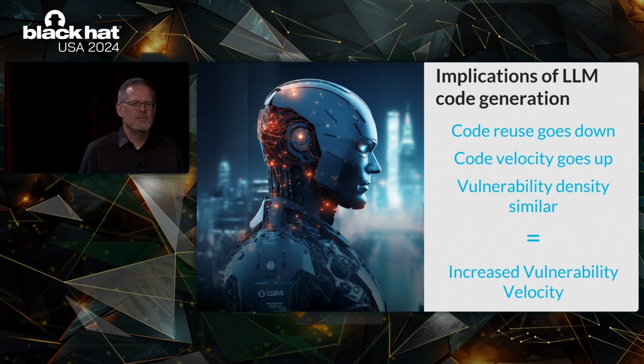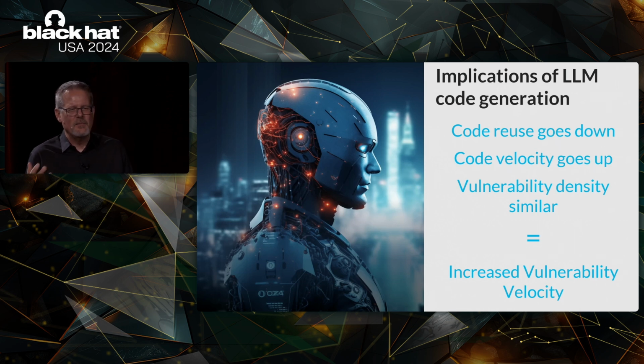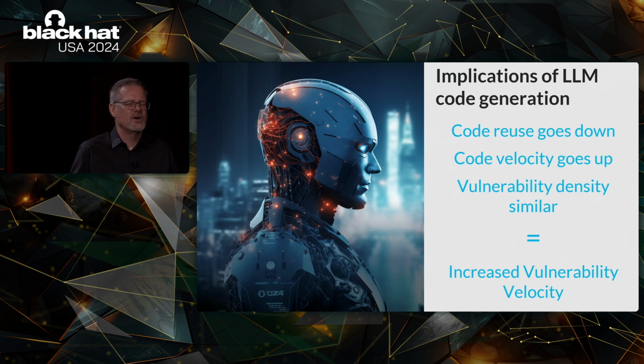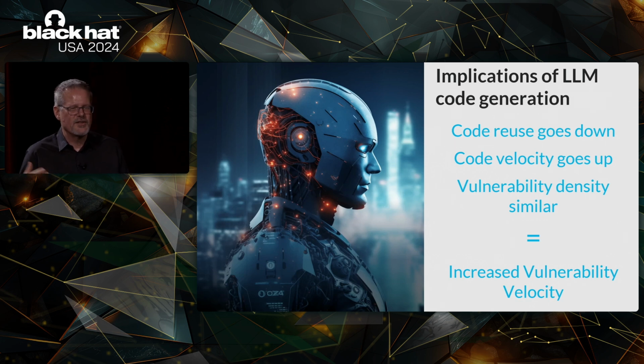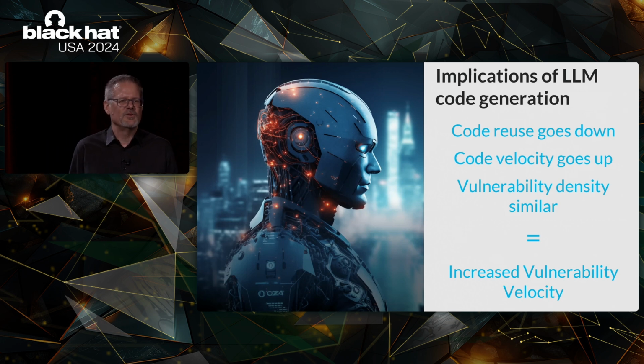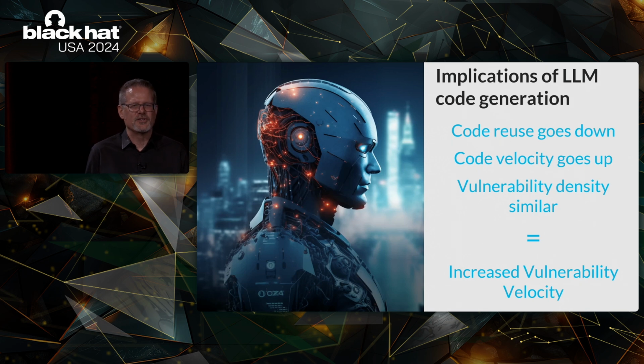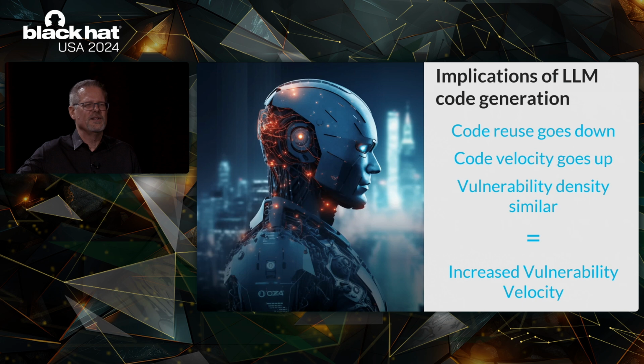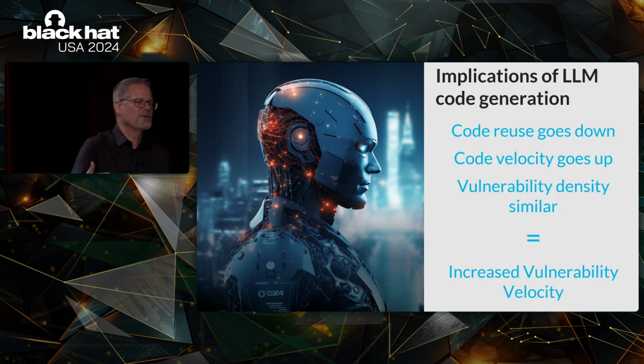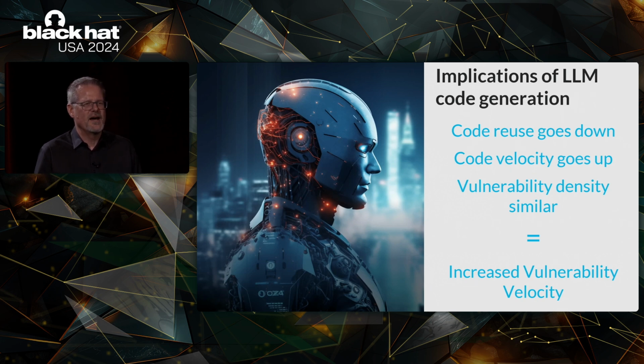But we're getting a similar vulnerability density. We have multiple studies that are showing that these code changes, these new code snippets, are somewhere between 30 and 40% have vulnerabilities in them, similar to what human developers are creating. So if the vulnerability density is similar and code velocity is going up, we're getting an increased vulnerability velocity, right? We're getting more vulnerabilities thrown at us faster as we get more productive.